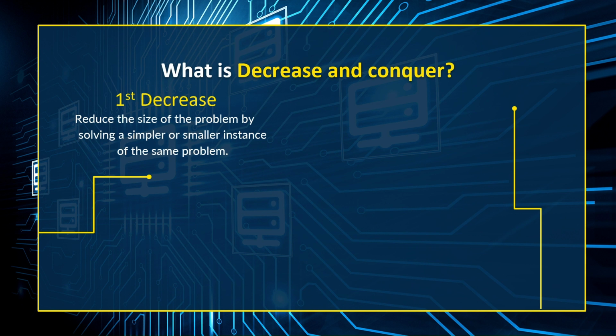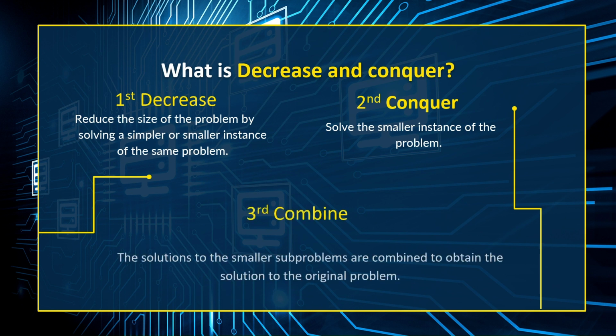Decrease and conquer is basically that we reduce the size of the problem by solving it in a simpler instance or smaller ones. Then we conquer. We solve the smaller instance of the problem and combine them together in the last step, to obtain the solution of the original problem.